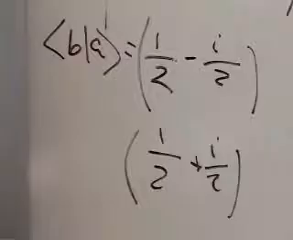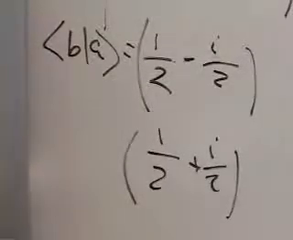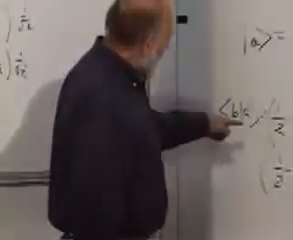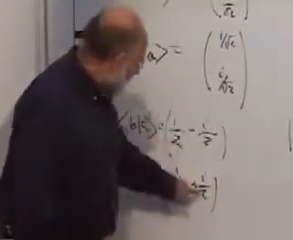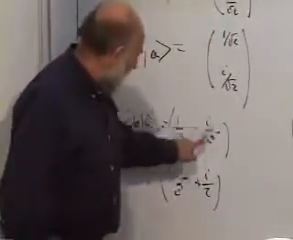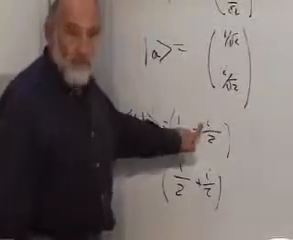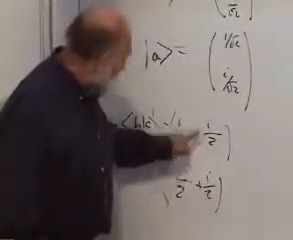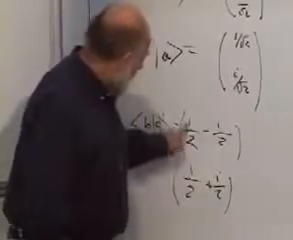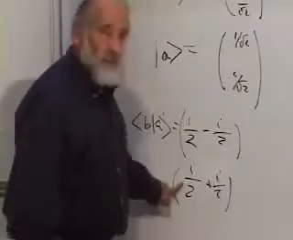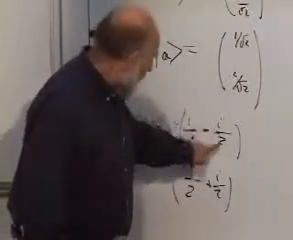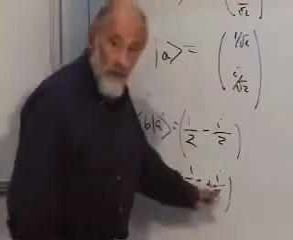Got a quick answer? Not 1. Okay. The imaginary parts cancel. We have a 1/2 times a 1/2 with an i, and then we have a minus 1/2 times a 1/2 with minus i. So the imaginary parts cancel. The real parts are 1/2 times 1/2 is 1/4, plus 1/4, 1/2.